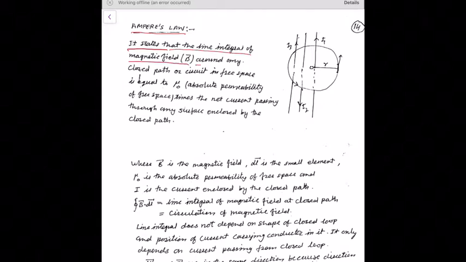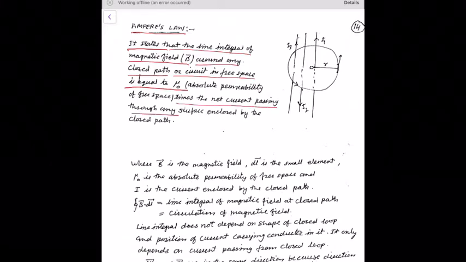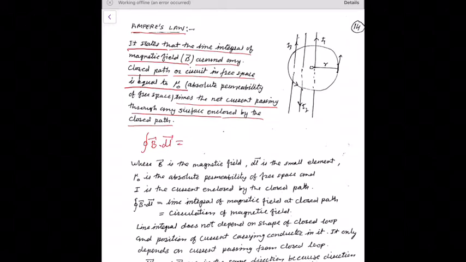Ampere's law states that the line integral of the magnetic field around any closed path or circuit in free space is equal to mu naught times the net current passing through any surface enclosed by the closed path. Mathematically, we can write the line integral of B vector dot dl vector is equal to mu naught summation I, where B vector is the magnetic field, dl vector is the small element.